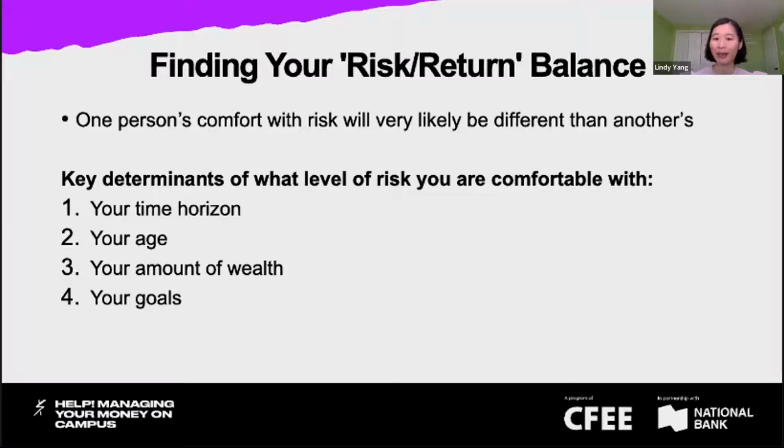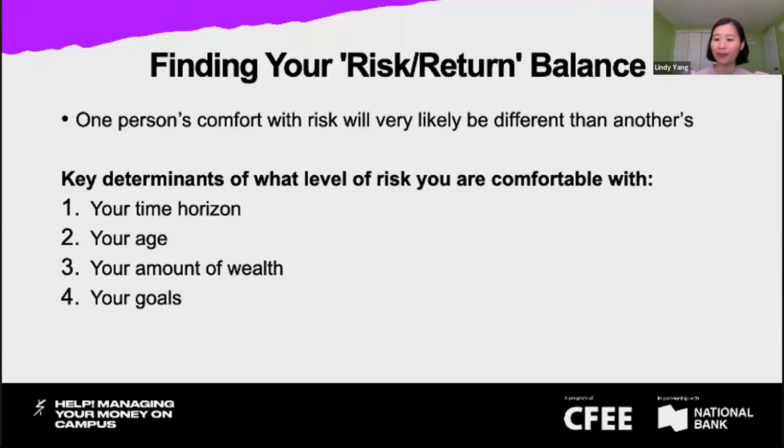Everyone's risk and return balance point will be affected by many factors, such as, first of all, your time horizon, which is how long before you need to use the money from your investments. If you need the money from your investments in 2 years for education, you won't want to take on too much risk and likely won't want to put any money into the stock market. A useful rule of thumb is that you should only put money in the stock market if you don't need it for at least 5 to 10 years.